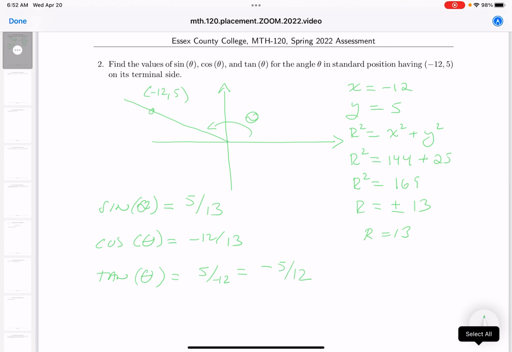All right? So, again, I see it as being, if you knew the definitions of that issue, it's a simple problem. All right, the sine of theta is 5/13. The cosine of theta is minus 12/13. And the tan of theta is minus 5/12. Okay, let's go on to the next question.